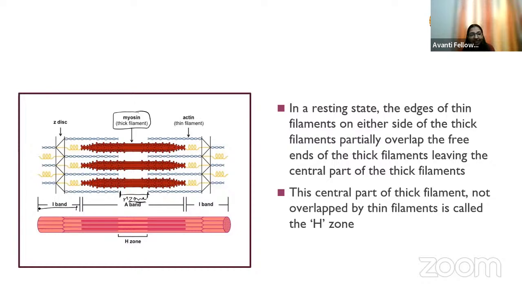From here till here is the I band. From here till here is the A band. And again the I band. So you can see the I band, then A band, then I band. So there's an alternation of bands.